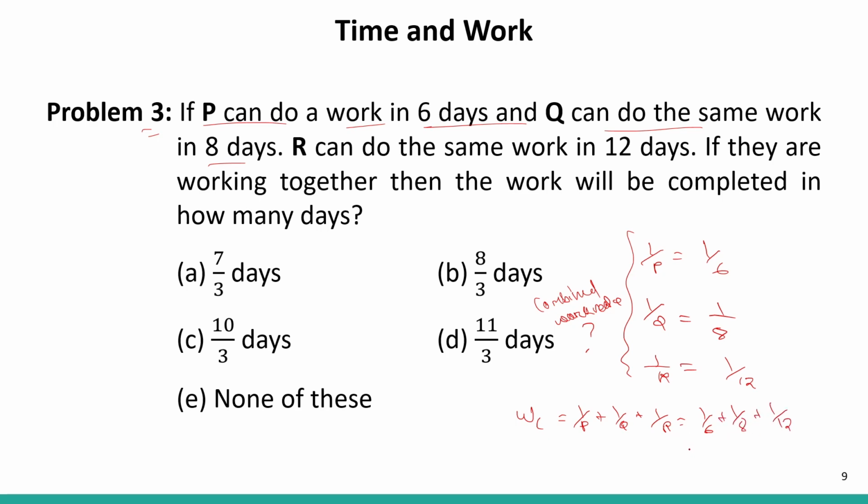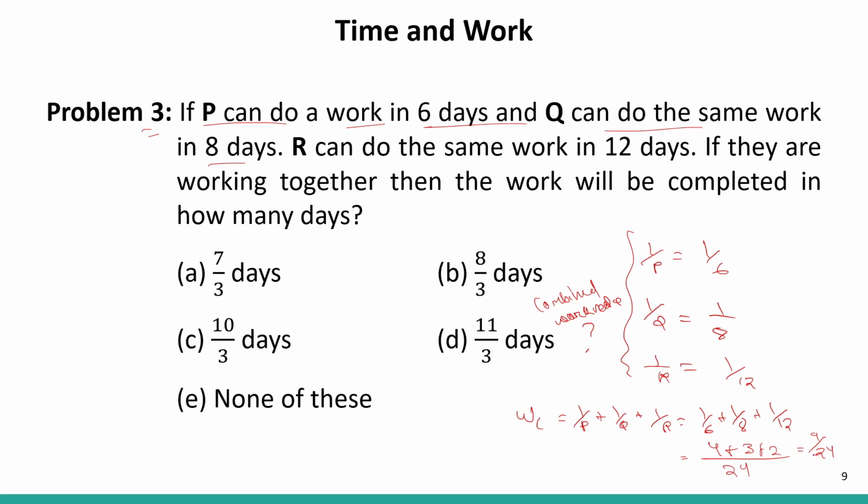So what we can do right here is we can take the LCM of 6, 8 and 12. So what will it be? It will be 24, right? 24 divided by 6 is 4, then 3, then 2. So 4 plus 3 plus 2 is equal to 9 by 24.